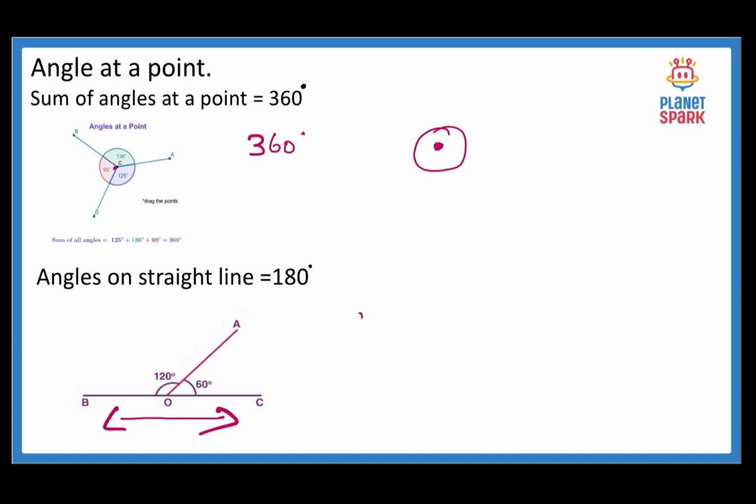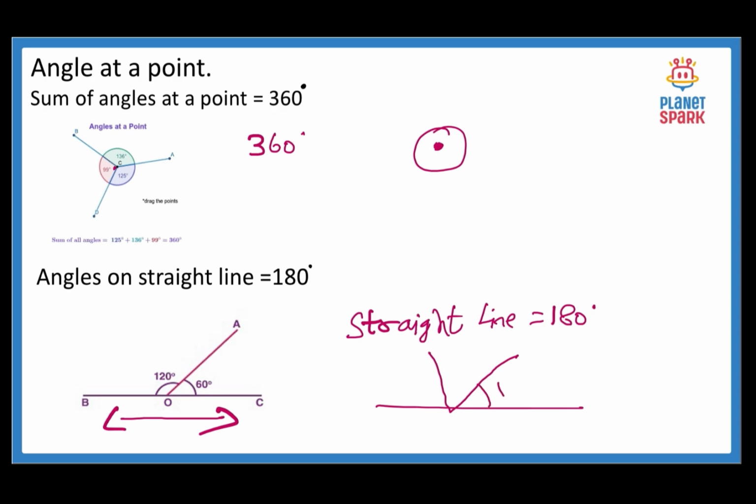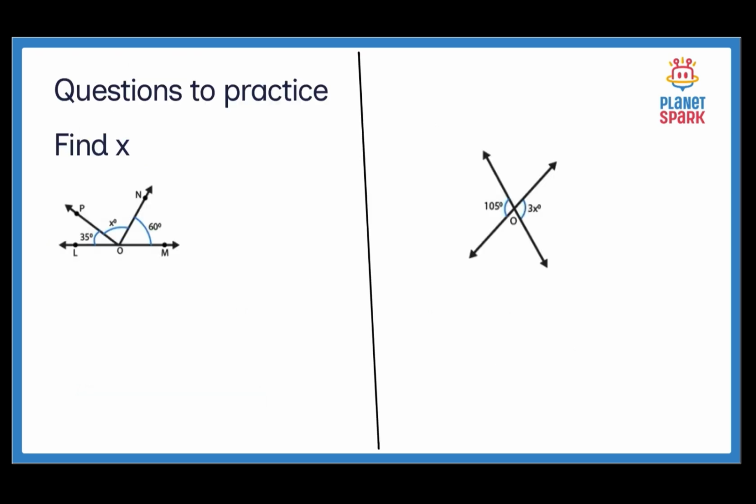Angle on a straight line. A straight line always makes an angle of 180 degrees. Whenever we see a straight line, the angle formed over there is 180 degrees. It is a very important concept. Do remember this, that if I'm having a straight line, I'm having three angles, 1, 2 and 3. So when I add these three angles, angle 1 plus 2 plus 3 will give me 180 degrees because angle on a straight line is 180 degrees.